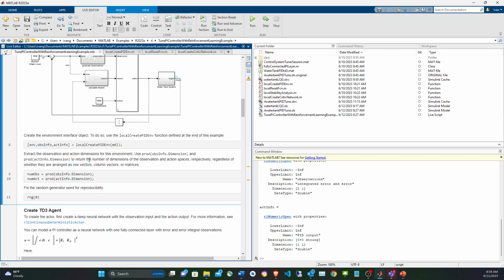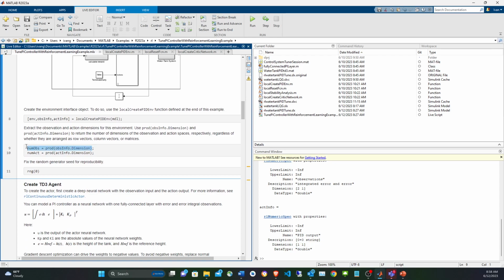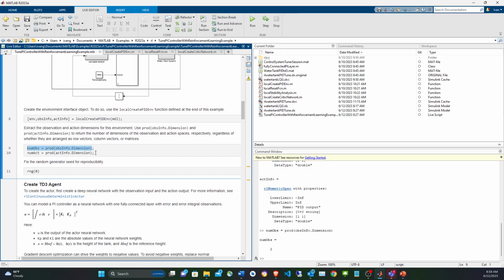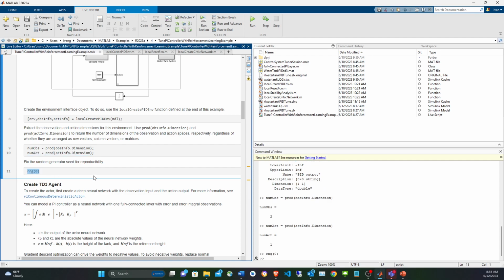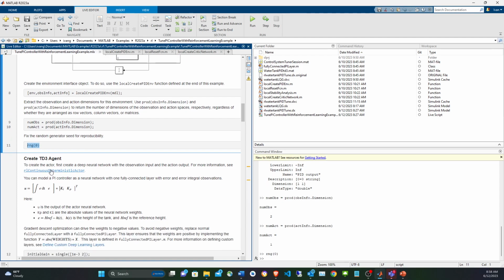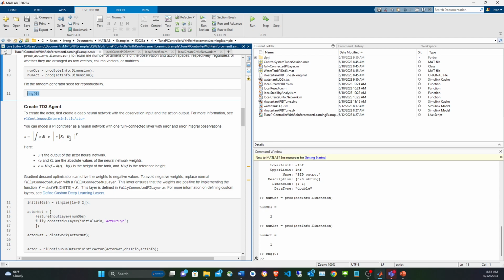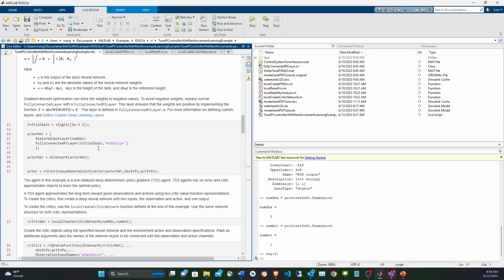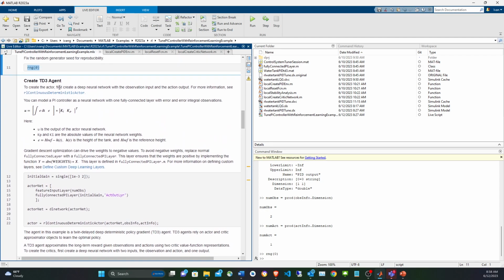We're gonna get the number of observations, which is 2, the product of the sizes of the dimensions, and the product of the sizes of the action, which is scalar, so you have only one element. That's gonna be used for creating our networks. The seed of randomization is gonna be 0 for reproducibility of this example. Now we're going to create the actor network, but before creating the TD3 agent, I'm going to give some brief background about that agent.